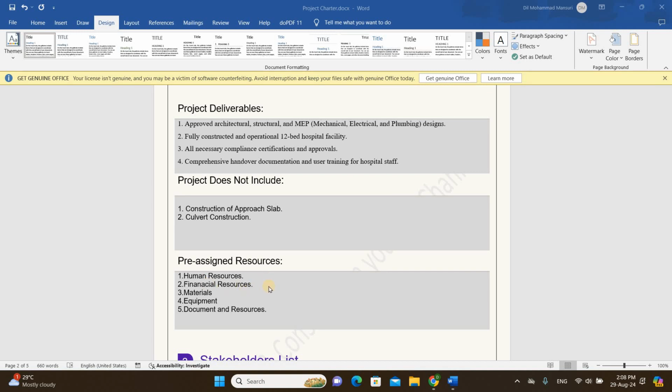Financial resources: where we are getting the money from, the transactions, and who is funding this project. We also have to mention who is the sponsor of this project. Also you can have materials, equipment, documents, and resources. In a similar way, you can assign these resources.